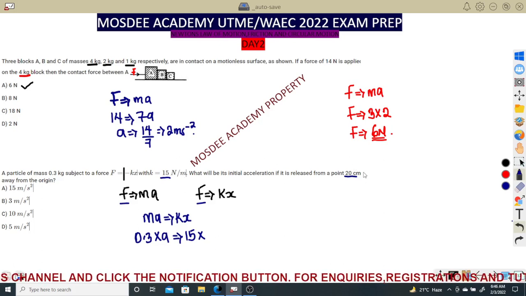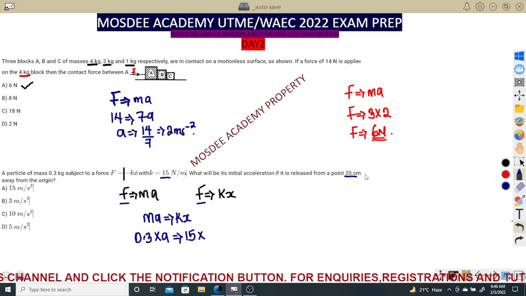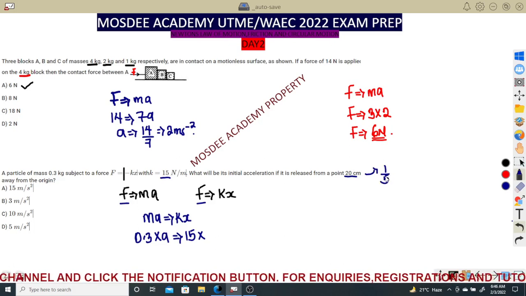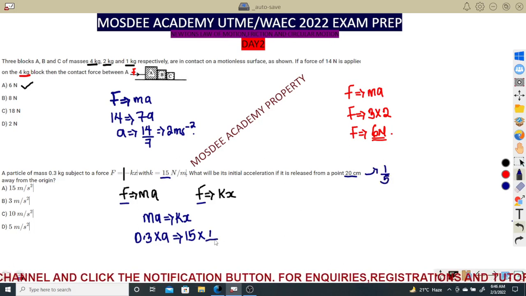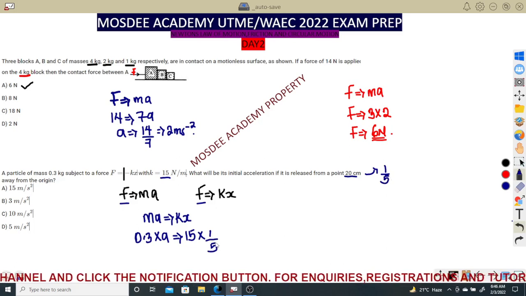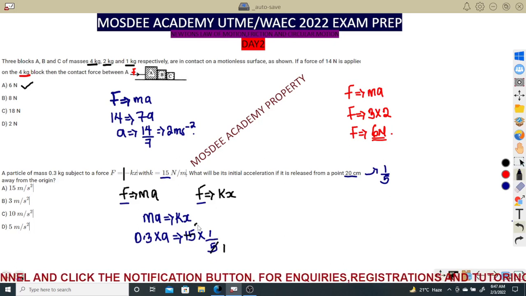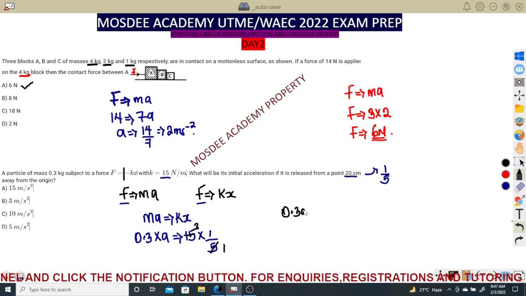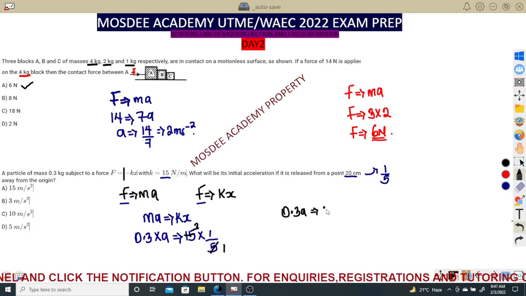You can see meter, centimeter. This is 20 over 100 for a beginner, and 20 over 100 is like 1.5, or you say 0.2. I'm going to use 1 over 5, which will make my work very simple because I don't have time to be using a calculator. So 5 here, 5 threes are 15. So directly I can say 0.3 of acceleration is equal to 3.